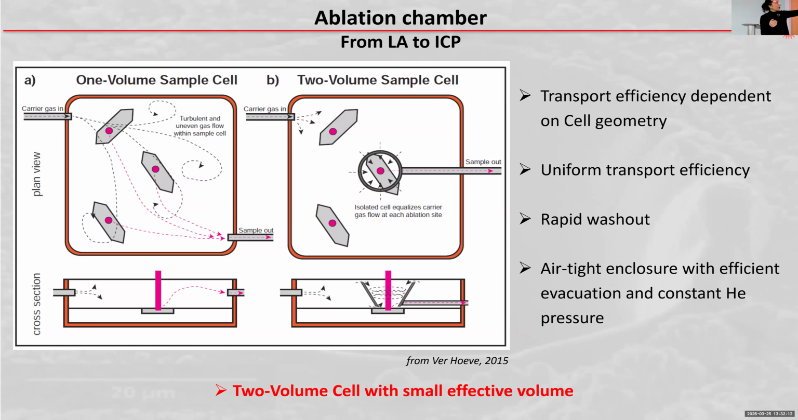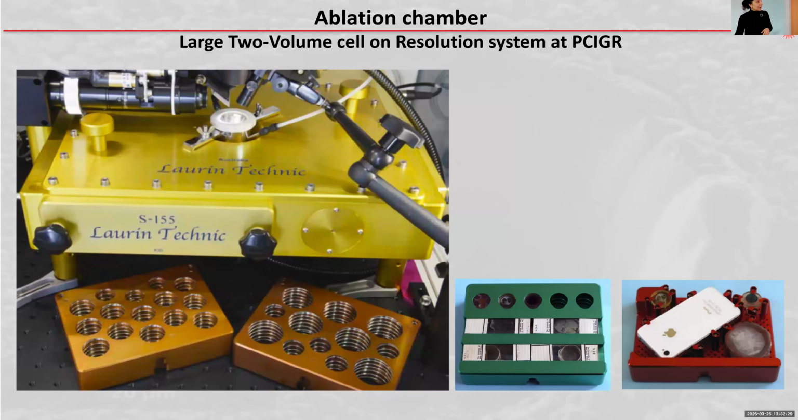So the whole cell is still flushed by the carrier gas, but the actual transport, the carrier gas, the aerosol that you produce that goes to the ICP-MS happens in a very, very small volume. And it's a funnel shape so that the uplift is actually even more supported. And that was really a game changer for laser ablation ICP-MS, I want to say. So this is a very modern cell that we have.